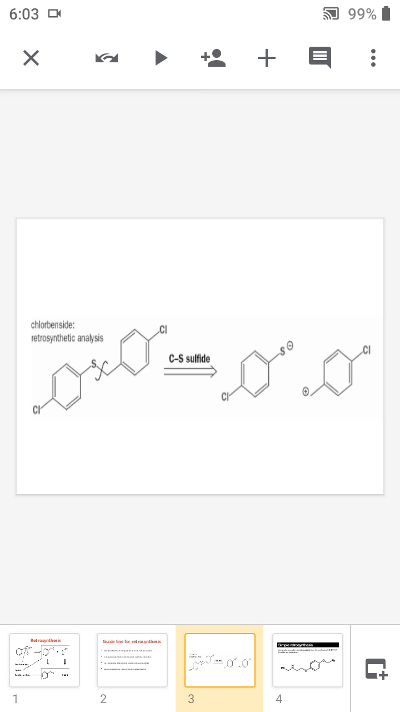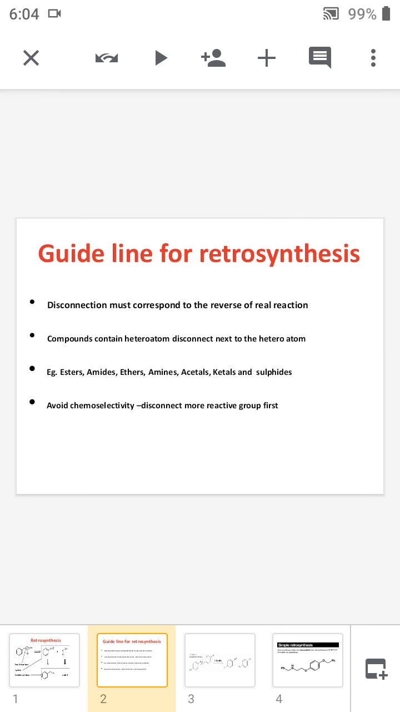So the other possibility is disconnecting the CS bond. So here we have two CS bonds. One includes the phenyl ring, the other is the benzyl side. So we have to disconnect this way. That means we have to disconnect the CS bond containing the benzyl group. So we will get the two synthons here, Cl C6H5 S minus and Cl C6H5 CH2 plus. While we are developing the synthons, we will get the starting materials, and this is the retrosynthetic analysis of chlorobenside.